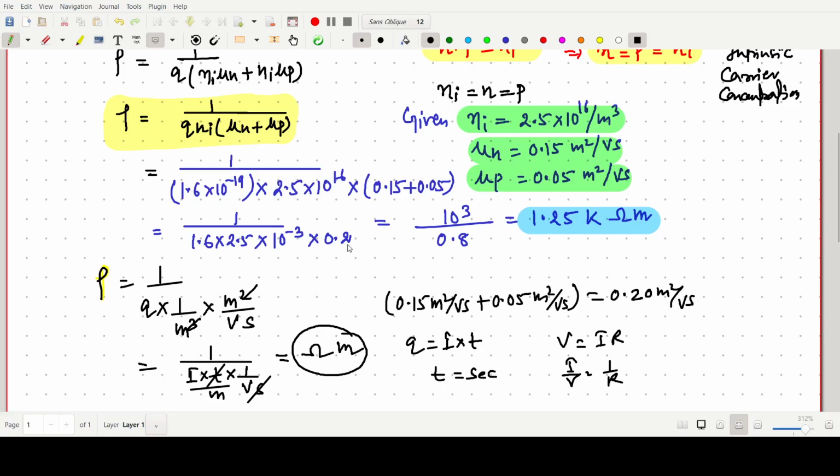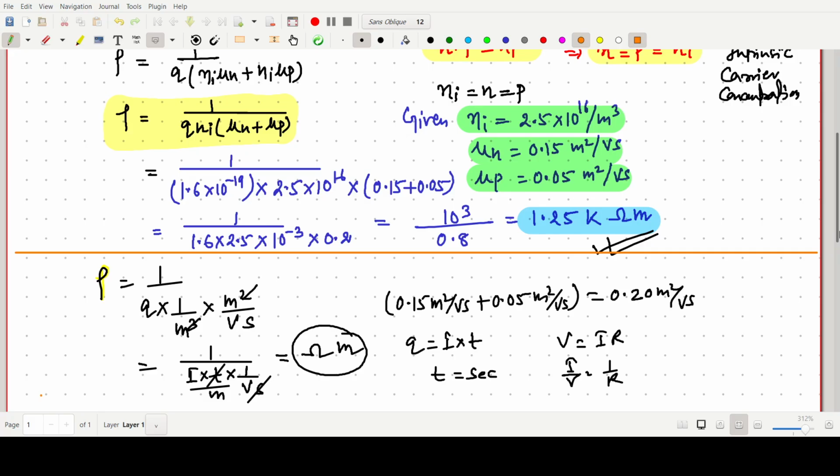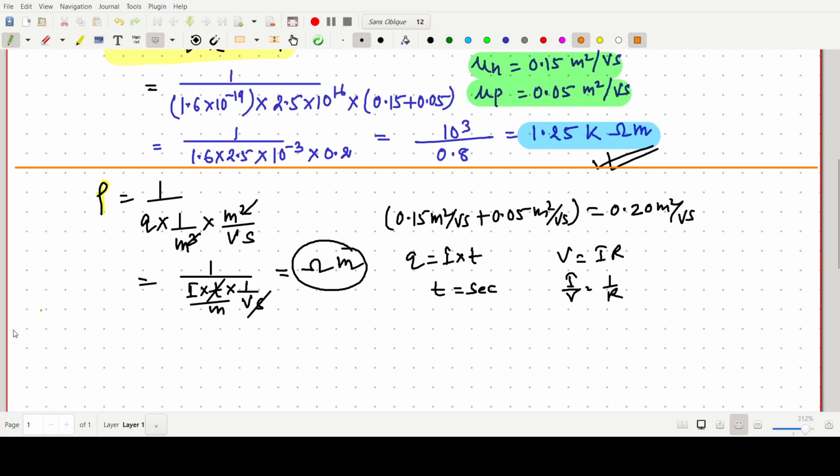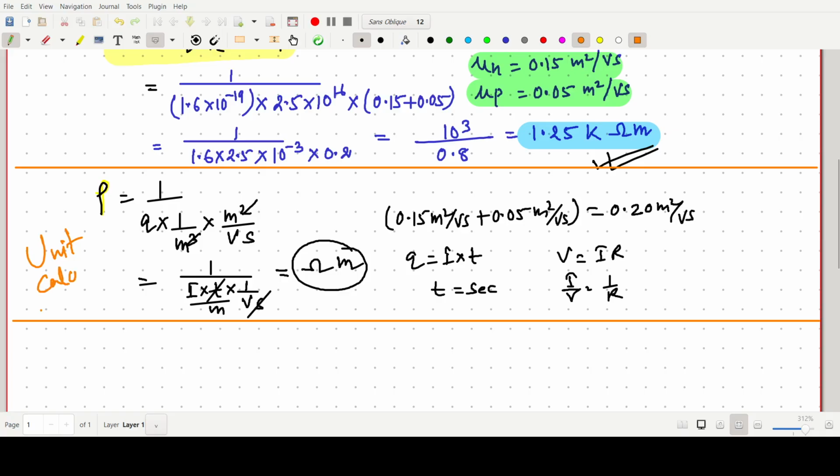Is it okay? So like that we can say this 10 power 3 we have written as kilo ohm. So kilo ohm together 1.25. So this one is about the unit. Is it clear? Unit part is clear. This one is for the unit calculation.